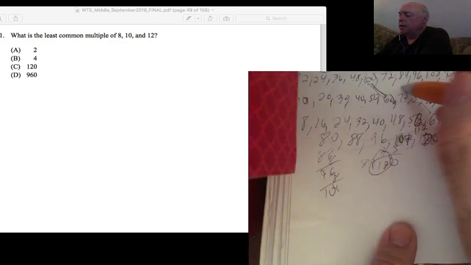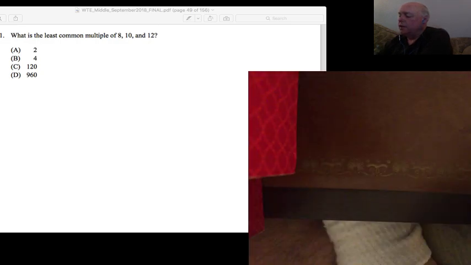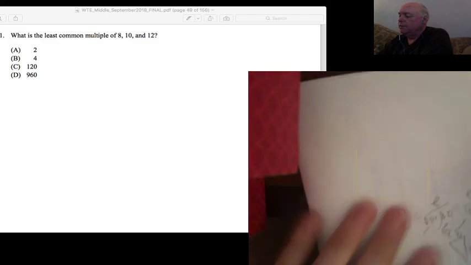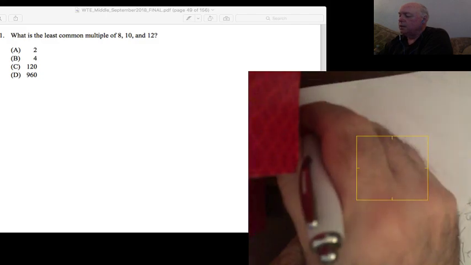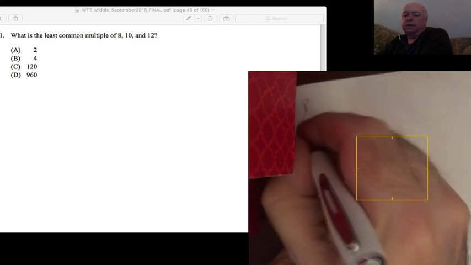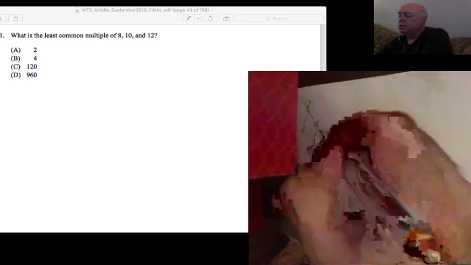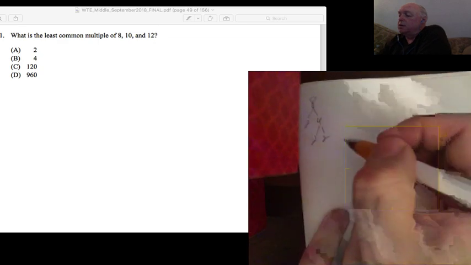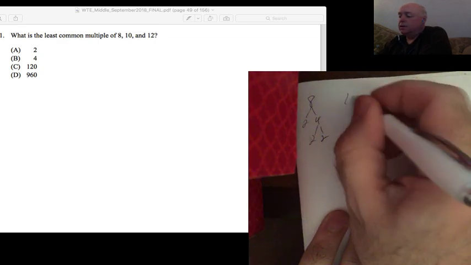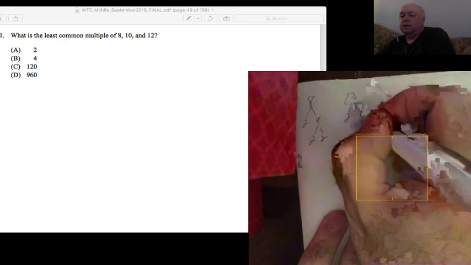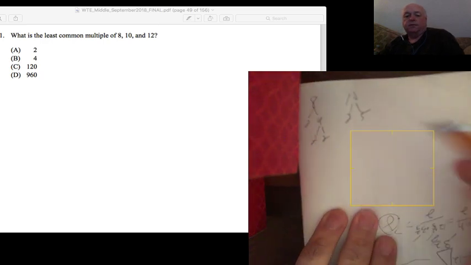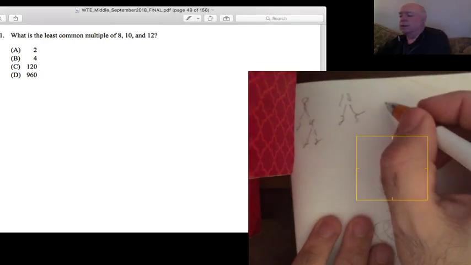So let's just take them in order. The factor tree of 8 is 2 and 4, and 4 splits up into 2 and 2, and there's nothing more we can do with that. Okay. What was the next number? Was it 10? 10 is 2 and 5, and there's nothing more we can do with that. The next number is 12, which is off my screen at the moment.